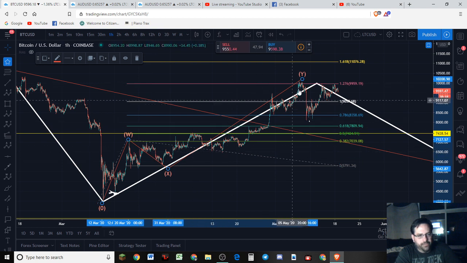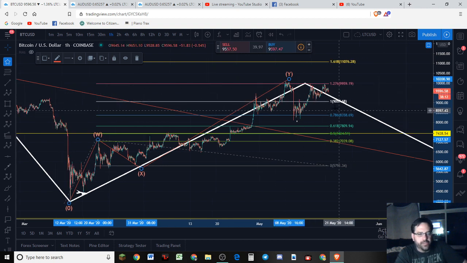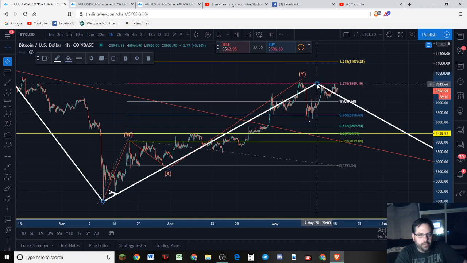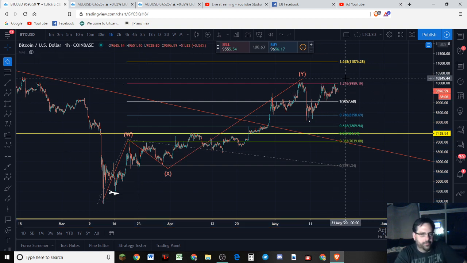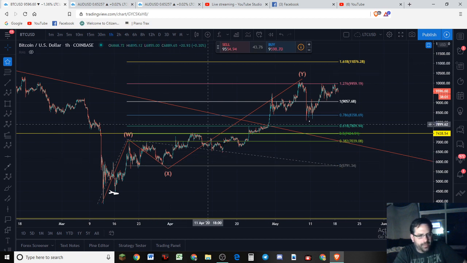We'd have 5 waves here in this last wave, and so because it's finished. Now, it might have a little bit more up to go, but I don't think so. But it could come up here and tag the 1618. But I kind of count 5 waves here. Actually, I need three waves. Sorry. I see 3 waves here.